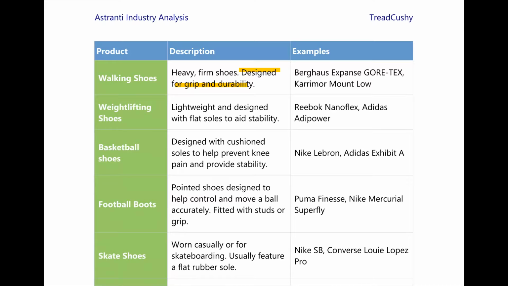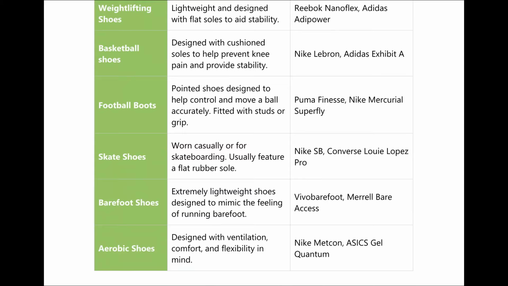Now, these are the types of products that not only TreadCushy but their rivals are producing. And as you can see, we have examples here of all different kinds. Now, barefoot shoes are an interesting one. They are extremely lightweight, designed to mimic the feeling of running barefoot. Now, these are an example of innovation in the industry. A fairly recent development, so still priced a little higher than your average running shoe, but certainly something that TreadCushy will have to be aware of, and we'll get into discussing that in more detail a bit later on.